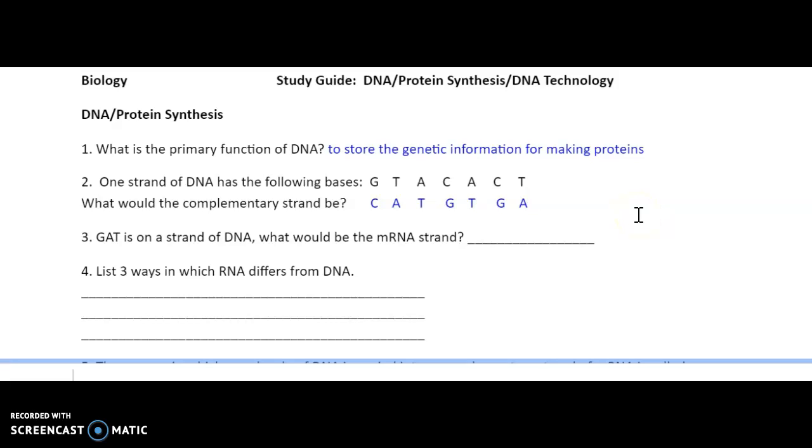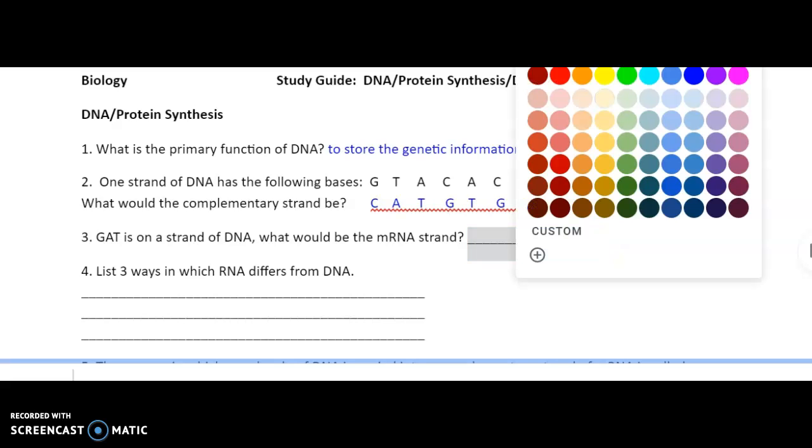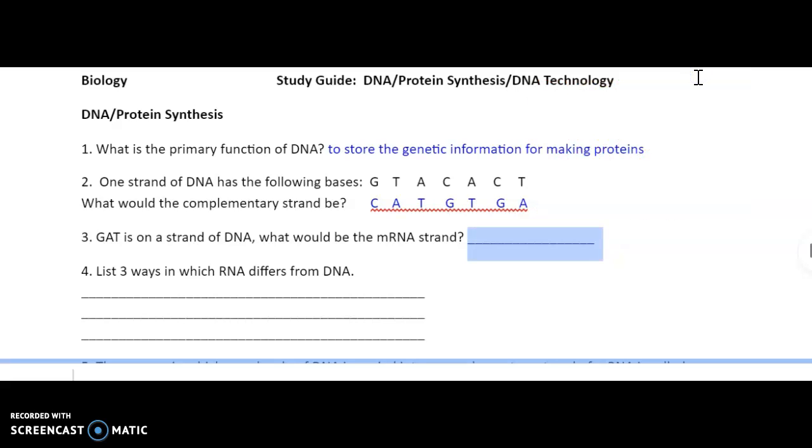Okay, number 3 says GAT is on a strand of DNA. What would be the mRNA strand? So we're going from DNA template to the formation of the mRNA strand. So G, we go with C. A would go with U this time because it's RNA, and RNA has uracil instead of thymine. So A goes with U, and T goes with A.